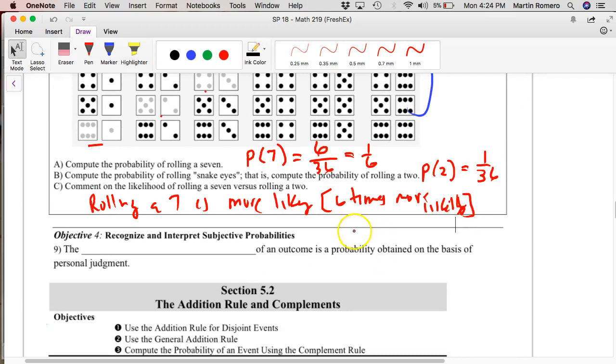The last probability, we don't want to do any calculations on, but you want to be aware of it. It's called subjective probability. The subjective probability of an outcome is the one that most of us use, and we could get a lot better at it. The subjective probability of an outcome is obtained on the basis of a personal judgment.